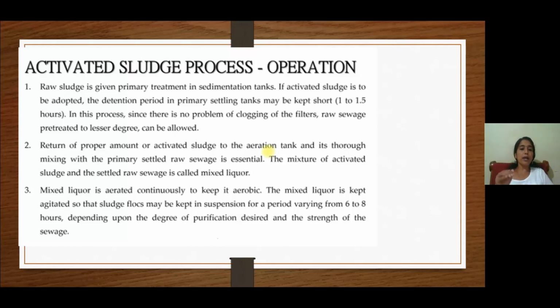Then return of proper amount of activated sludge to the aeration tank and its thorough mixing with the primary settled raw sewage is very essential for increasing the efficiency of the activated sludge process. The mixture of activated sludge and the settled raw sewage is called mixed liquor. This mixed liquor is aerated continuously to keep it aerobic, and it is continuously agitated so that sludge flocks may be kept in suspension for a period varying from 6 to 8 hours. During the suspension phase, these will attract the colloidal particles and suspended matters present in the wastewater, and it will enhance the physicochemical adsorption and the settlement of these adsorbed particles in the secondary clarifier.